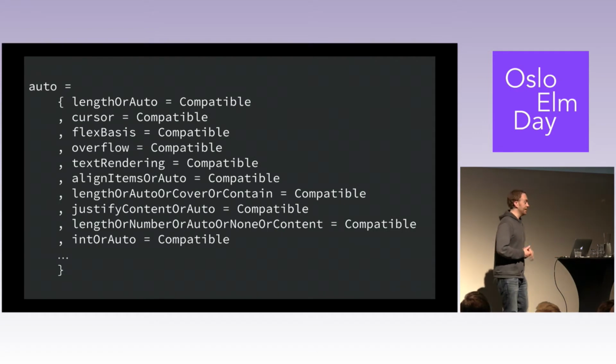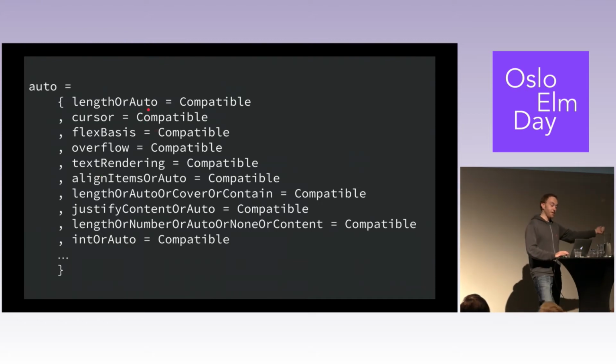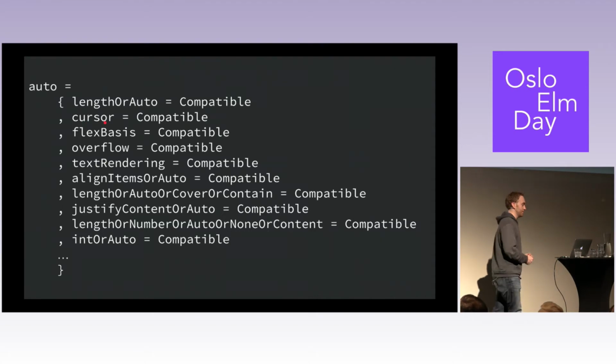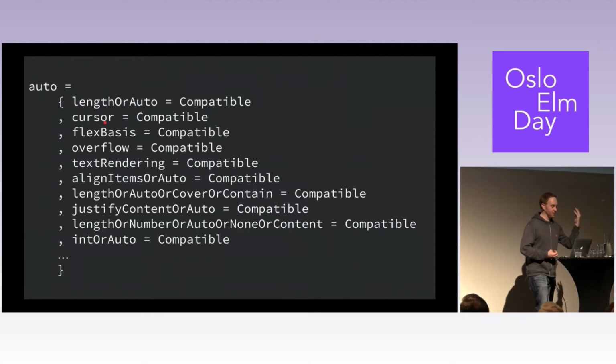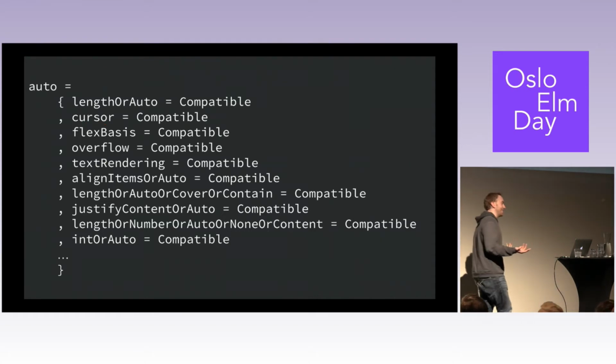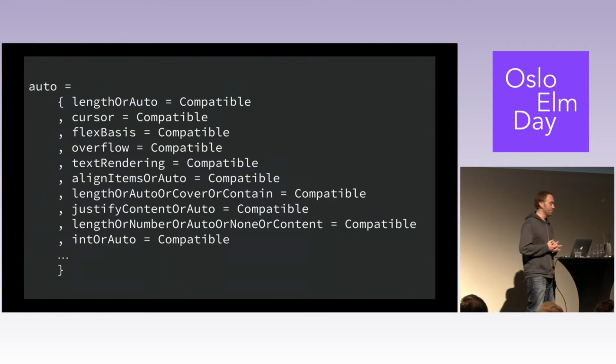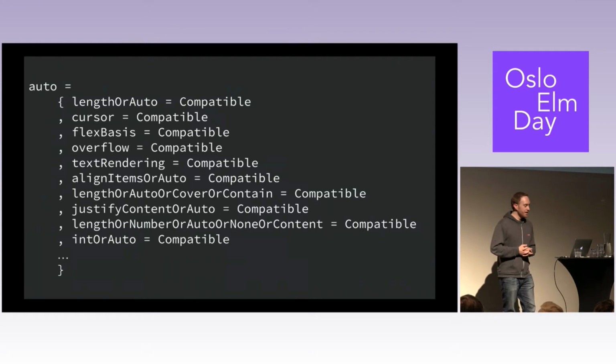Here's what auto looks like as a result of going through this strategy. This is really what auto looks like. It actually does have to have all this stuff. So it's length or auto compatible, which is why margin can use it. It's cursor compatible, which is why cursor can use it. Also flex basis, overflow, text rendering. I mean, all of these things, you just keep running into these scenarios, and then somebody has to make a PR that adds one of these so that we can support some new function that needs to take auto.